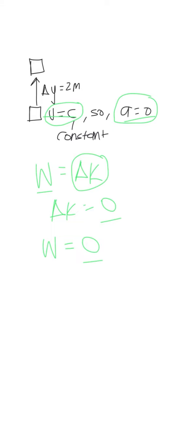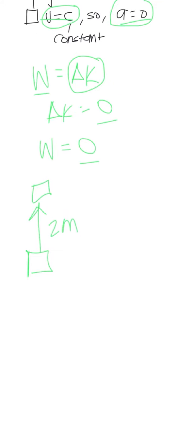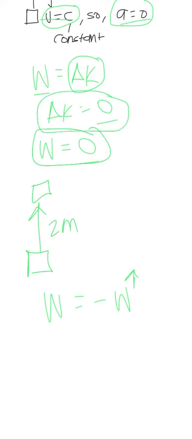Now in this case, we have a man pushing this box up 2 meters. So we want to see what the work done by the man is. The work done by the man is negative work upwards. And it's negative because we said that the work was 0, so there's no change in the kinetic energy.